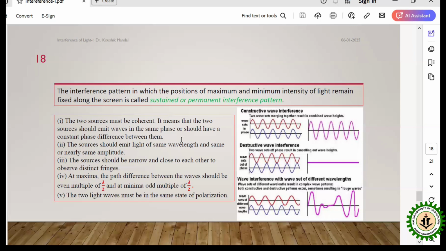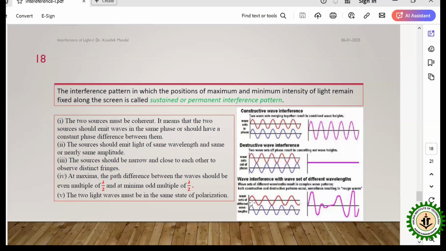The sources should emit light of the same wavelength. The interference still happens with different wavelengths, but the interference pattern will be very irregular. That is depicted in the lowest figure. The red wave and the blue wave are interfering to get the resultant intensity pattern, depicted over here.